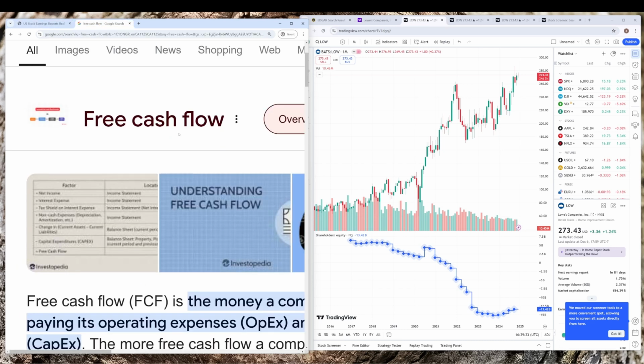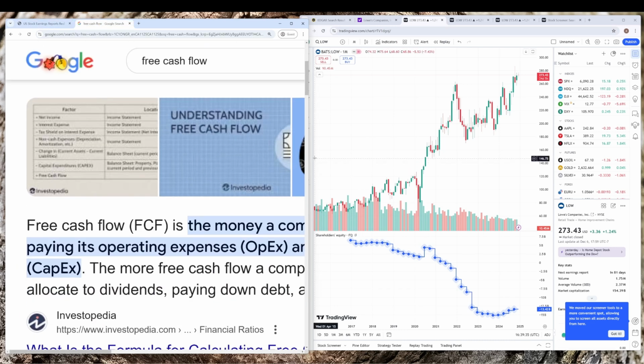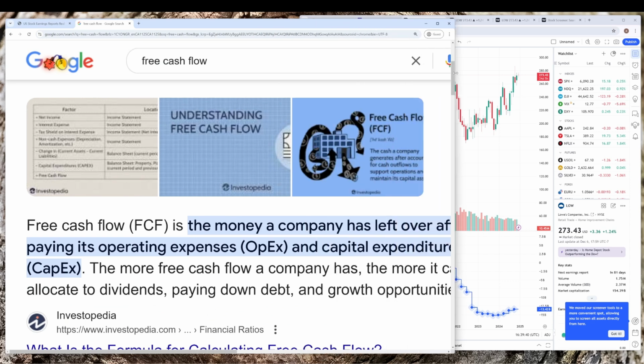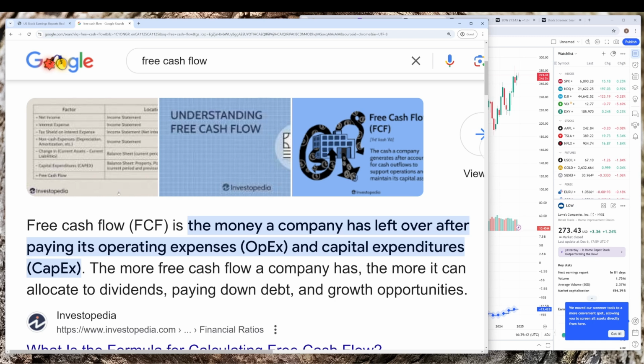So what exactly is free cash flow? Free cash flow is a bit of a moniker that people have assigned to a condition that occurs when your operating cash flow, or your cash from operations, exceeds the quantity of money that you invested into existing or future operations. So what does that mean?